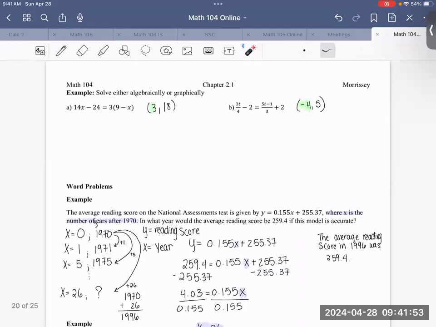Now, you're free to hop off of this video. In case though you wanted to do these two equations algebraically, please feel free to stick around.